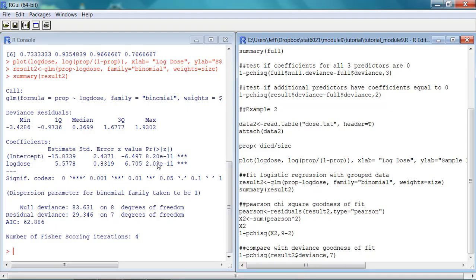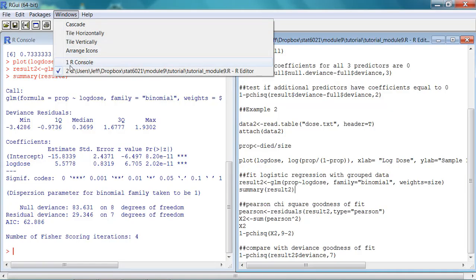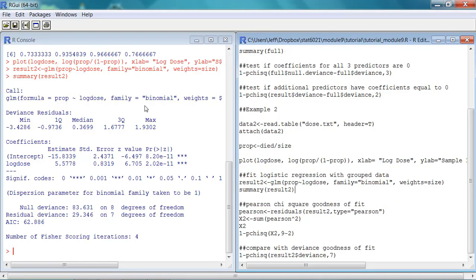Now, notice in that plot we looked at, the plot of the sample log odds with the predictor, we noticed it wasn't a straight line. That suggests to us that the logistic regression model may not fit our data well. When you have grouped data, you could perform the Pearson chi-square and deviance goodness of fit tests. Those tests can't be performed when you have ungrouped data. So let's see how we could do that.